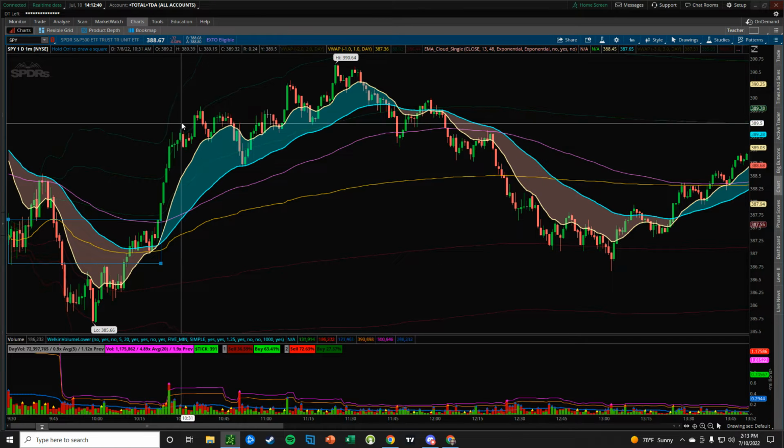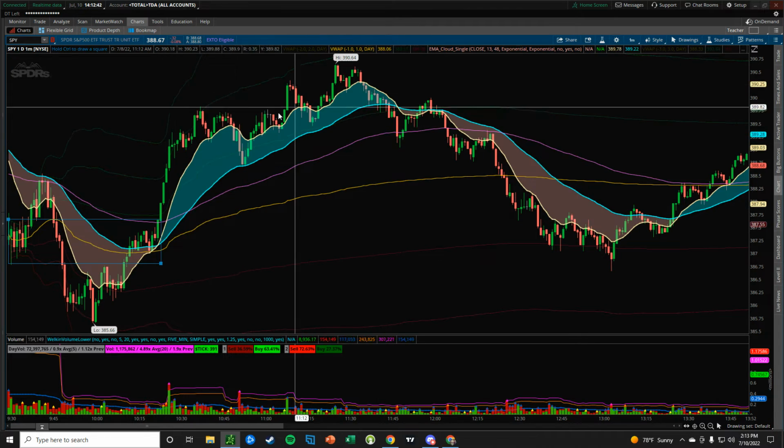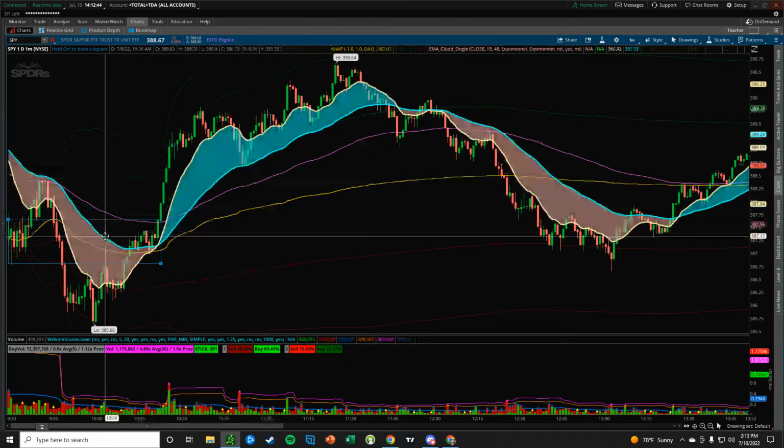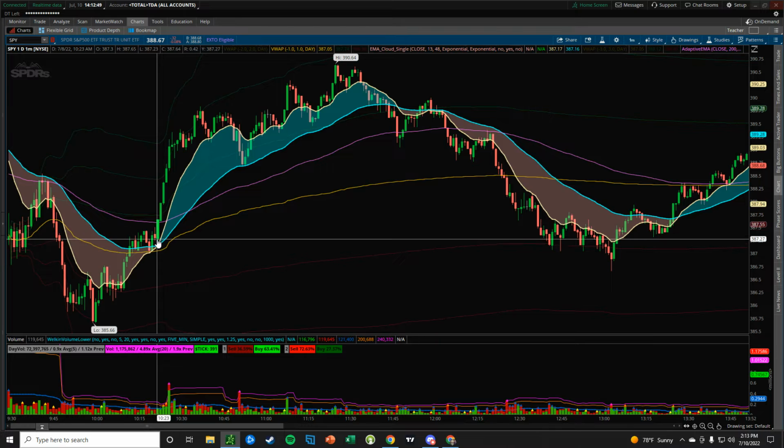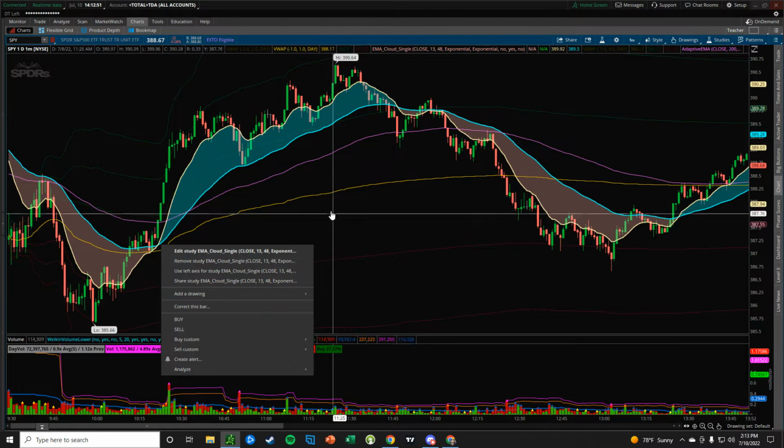From that move, we enter into another consolidation area, but this one we can see takes on a slightly different shape, right? So this is where we actually start to get our first channel forming.